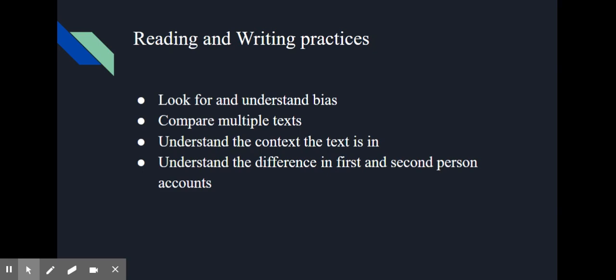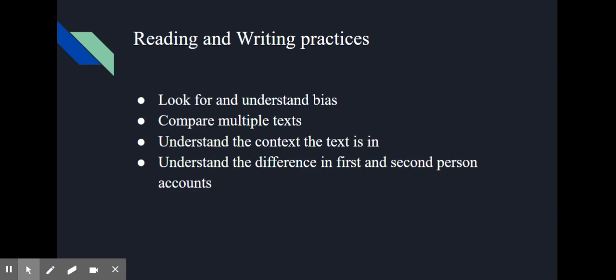Another part of that is comparing multiple texts. Because you have different people writing different texts, you need to be able to look at them side by side, compare what's the same, what's different, which author may be more accurate, why might one author know a specific part of what you're trying to read better than the other author, and be able to take from both texts to increase your knowledge of what you're trying to understand.